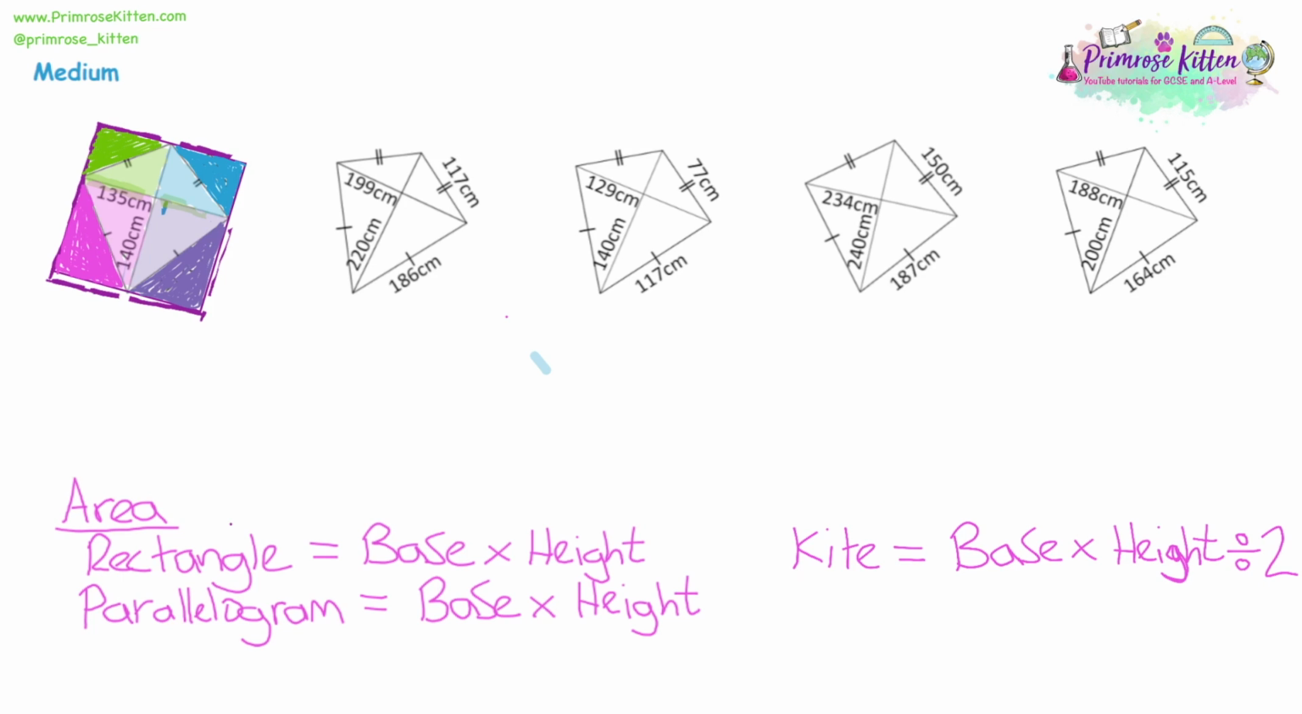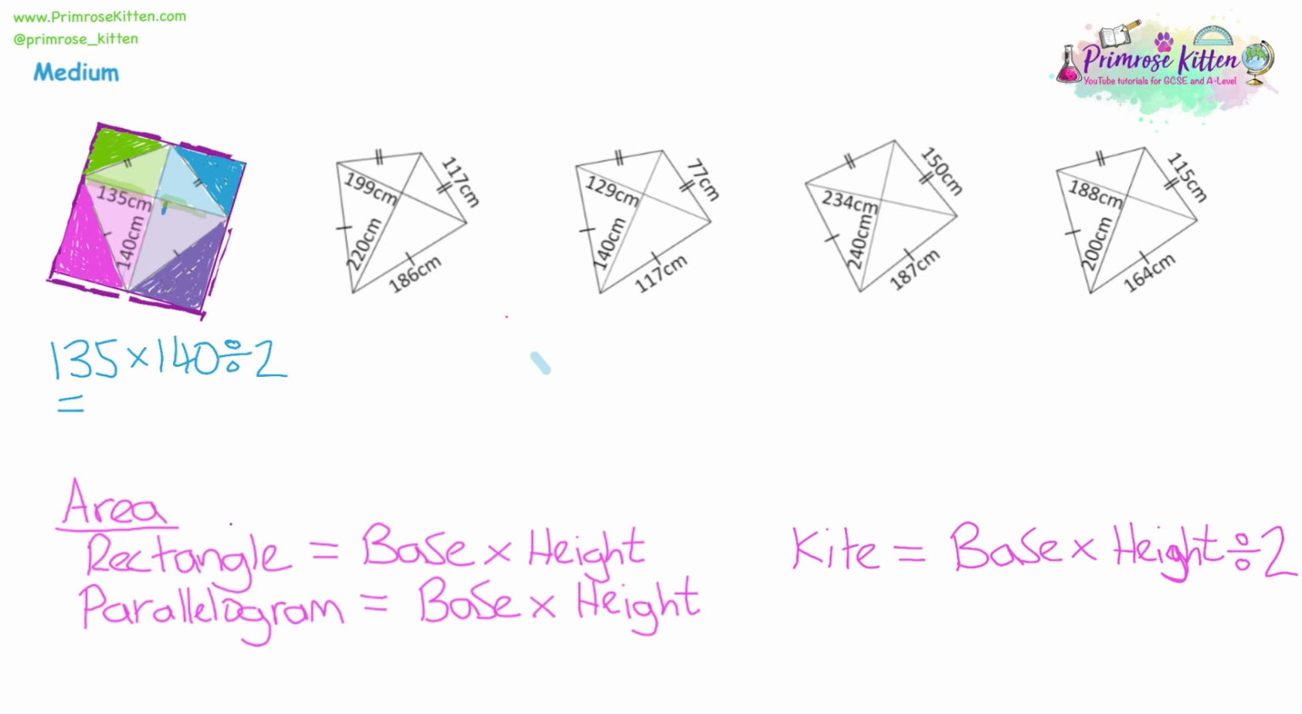So for question 1, we would do the base, or we could say the width, 135, multiplied by the height, 140, and then we're going to divide by 2. You don't have to worry about getting an answer and then dividing by 2. You can write all of that into a calculator all at once. Because multiply and divide are opposites of each other, they work on the same level in BIDMAS, so you're always going to get the same answer.